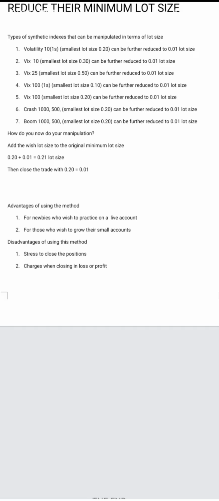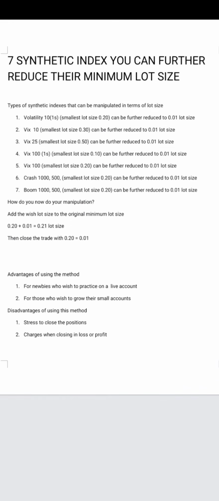Then two, charges when closing in loss or in profit. Yes, there are some charges that apply to this. When you want to close your trade either in profit or loss, there are some charges that they will take from you. So these are the disadvantages of using this method. But the charges will not be much. It's just like cents. So if you are winning $2, they can take like 5 cents from that $2 you have won, and stuff like that. So without wasting much of our time, let's go into how it works on the chart.